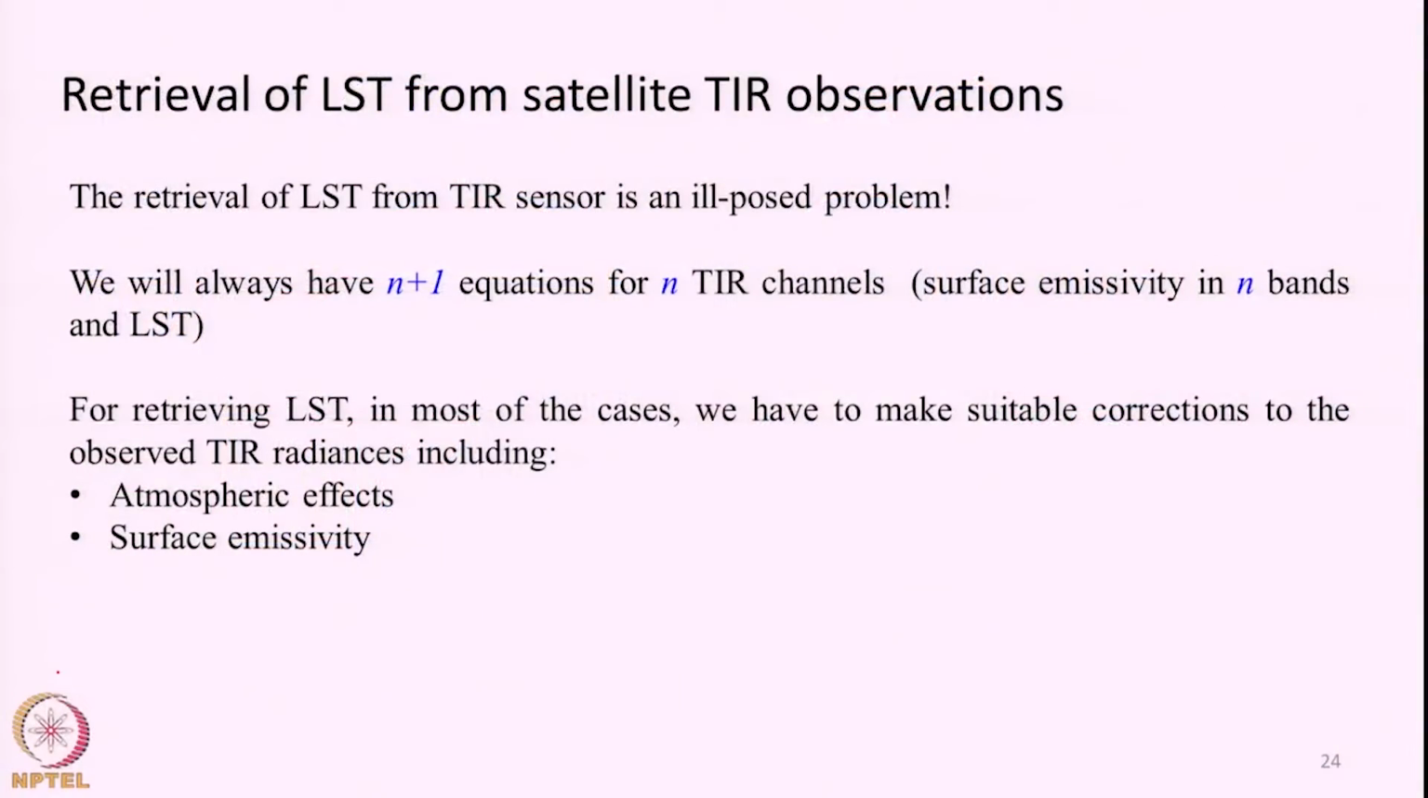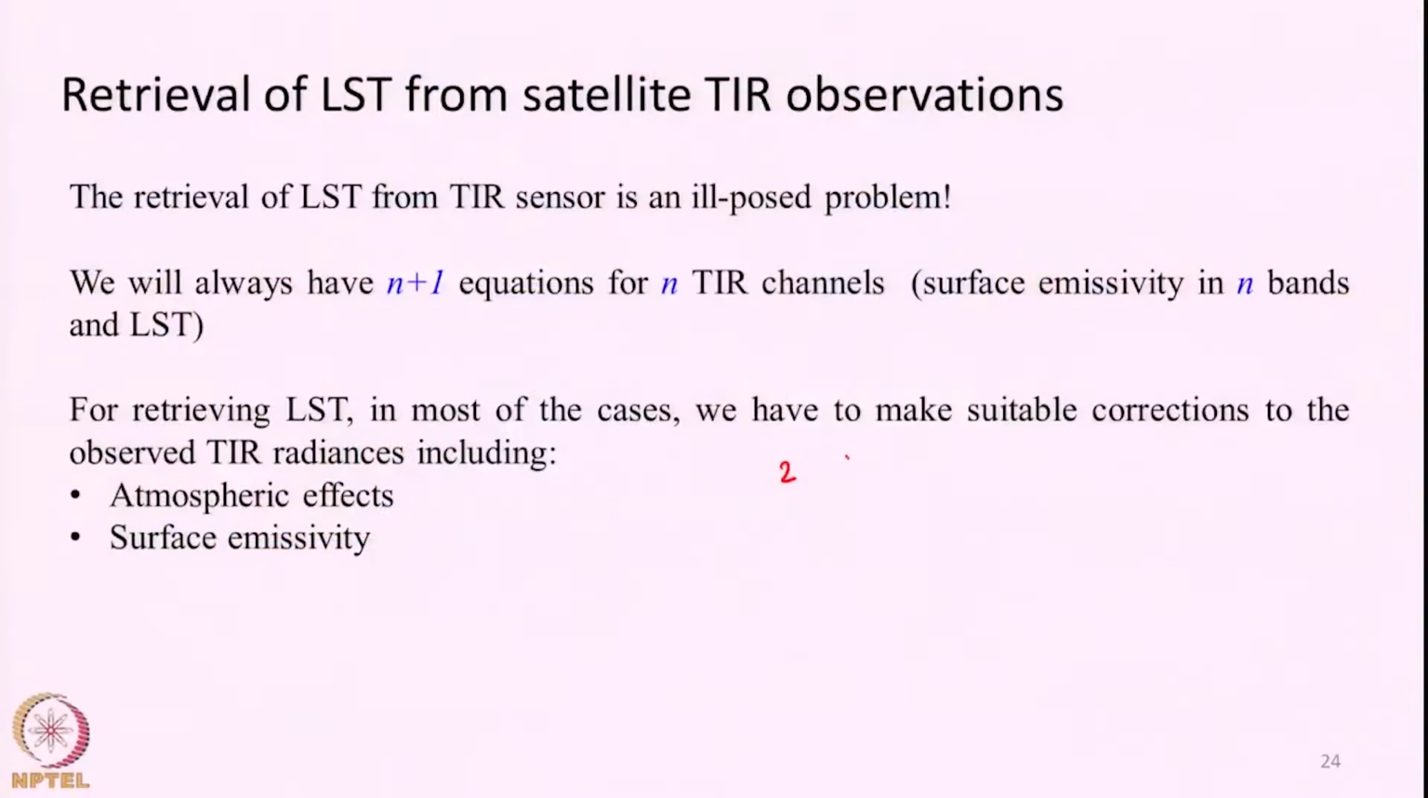The retrieval of land surface temperature from satellite data is an ill-posed problem. What is an ill-posed problem? For each thermal channel, we can write one equation. Let us say our sensor has two thermal infrared bands, one around 10.4 to 11.5 and the next around 11.6 to 12.5 micrometers. This is thermal channel 1, this is thermal channel 2.